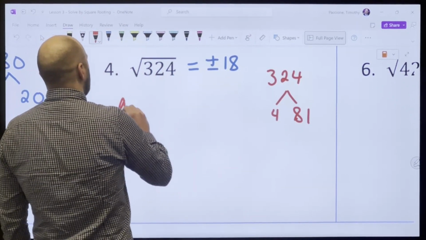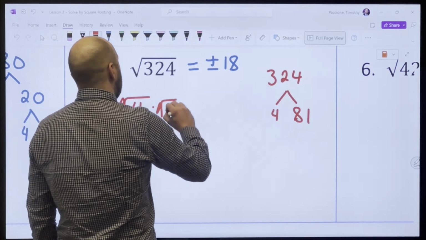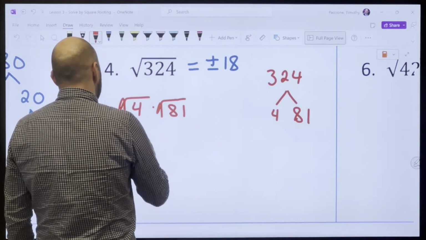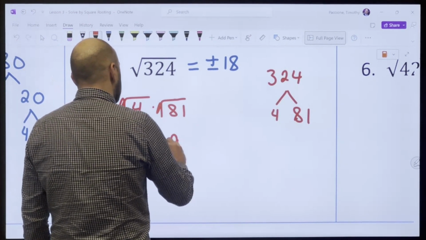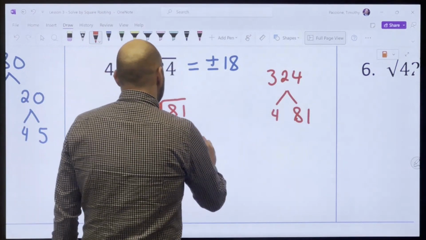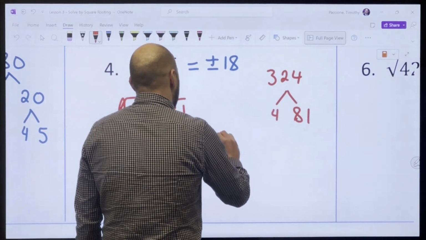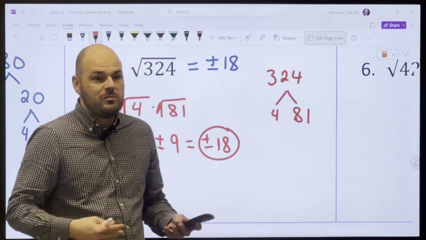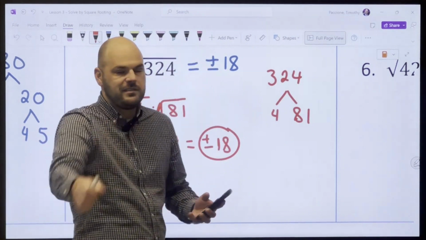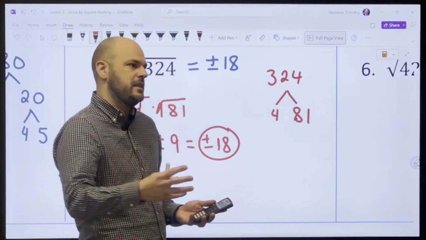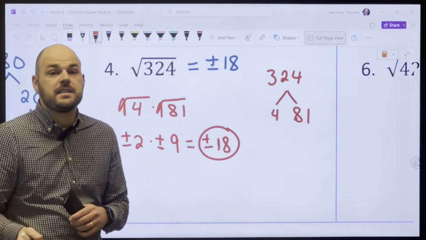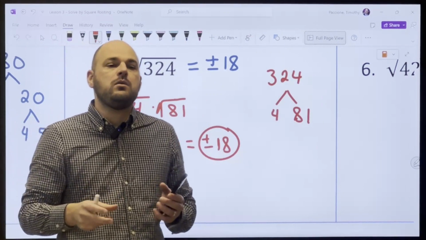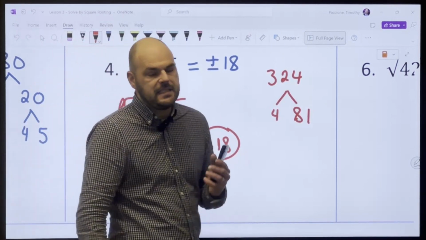So I can say, okay, square root of 4 times the square root of 81, right? And this gives me plus or minus 2 times plus or minus 9. Well, what is 2 times 9? 18. So I get plus or minus 18 anyway, right? And let's say you divided 324 by 9. You would still get 36. So 3 times 6 would give you 18 as well. So this would work no matter how you decided to break it down, and you would get to this plus or minus 18, that same answer as everybody else.